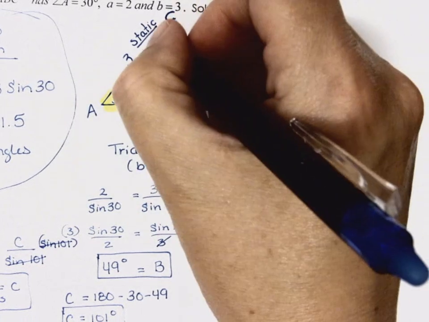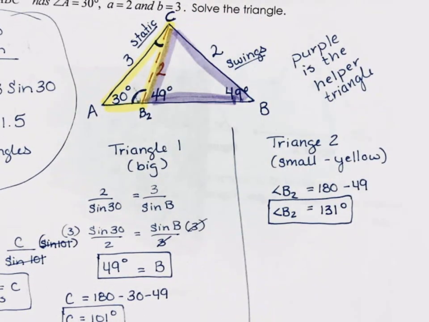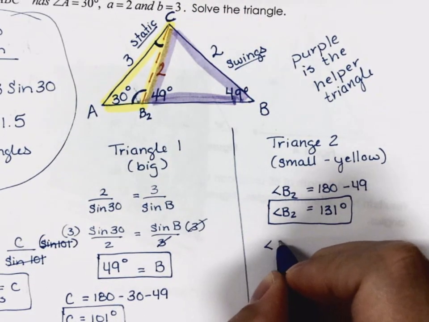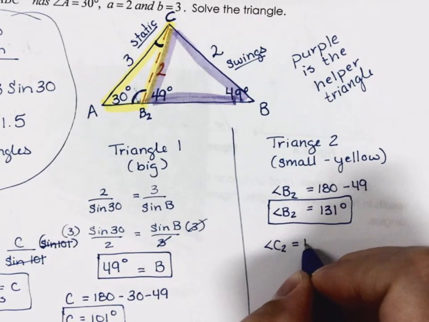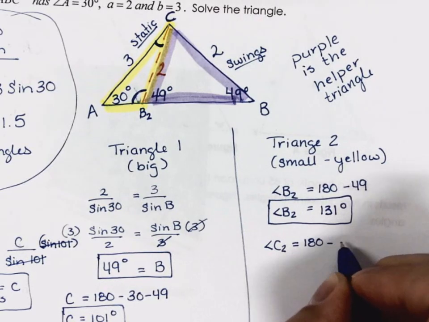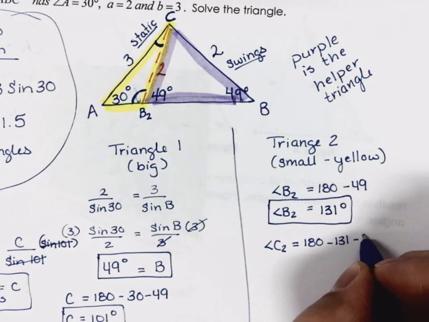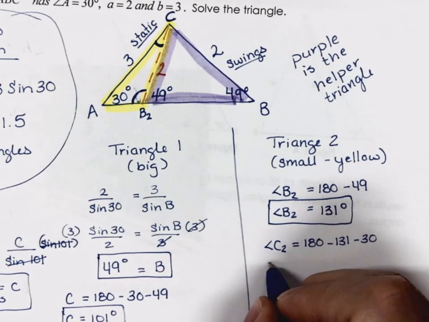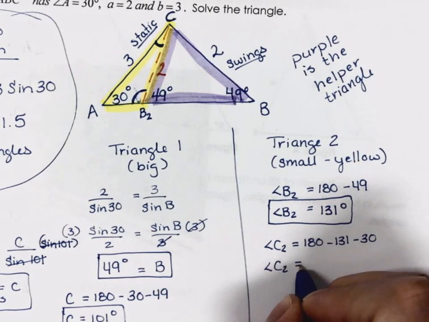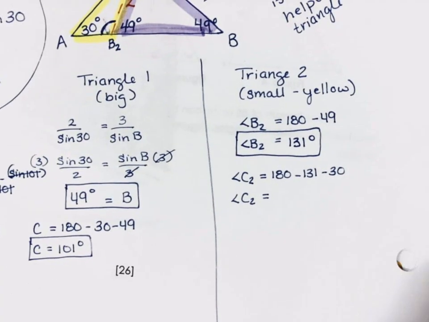C2 is going to be this one up here. What do you know about all interior angles of a triangle? They add up to 180. So I have to use this subtraction. Well, we didn't get asked to find that, did we? Oh yeah, we did. We have to find every piece.